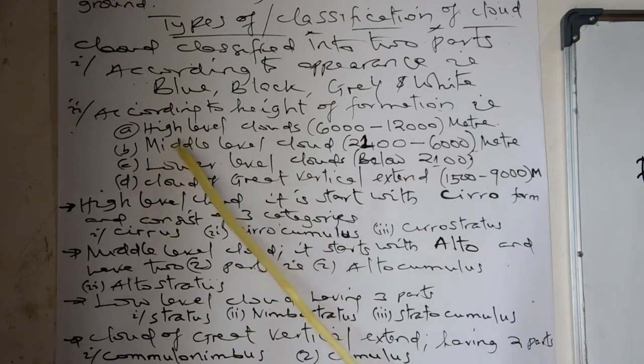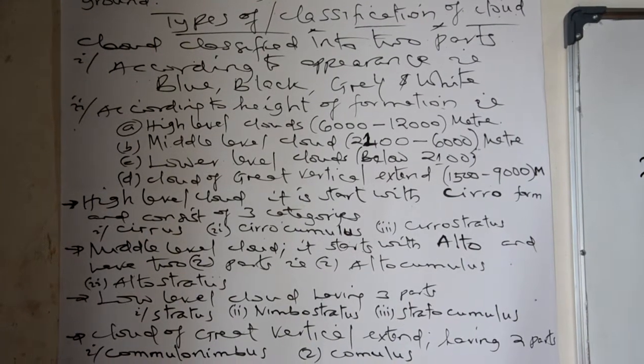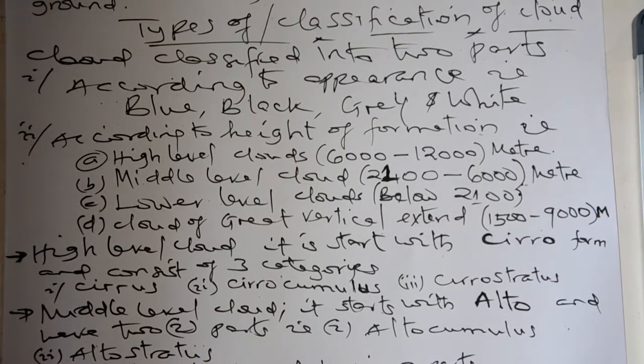The second one is mid or middle level cloud, which starts from 2.1 kilometers up to 6 kilometers. And the low level cloud formation will be below 2.1 kilometers. And the fourth one is cloud of great vertical extent, which starts from 1.5 to 9 kilometers, this is 1,500 meters up to 9,000 meters.